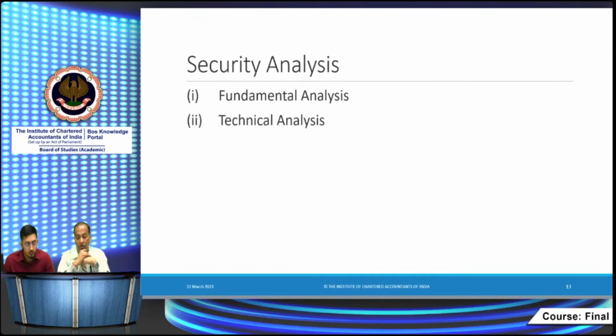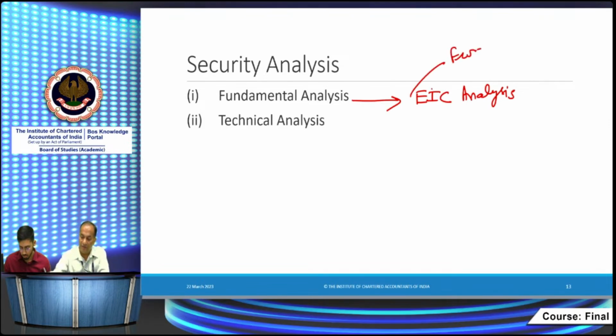Now, this is the security analysis topic. There are two types of analysis covered here: fundamental analysis and technical analysis. Now, students, what is fundamental analysis? Basically, it is also called EIC analysis. E means economy, I means industry, and C means company.